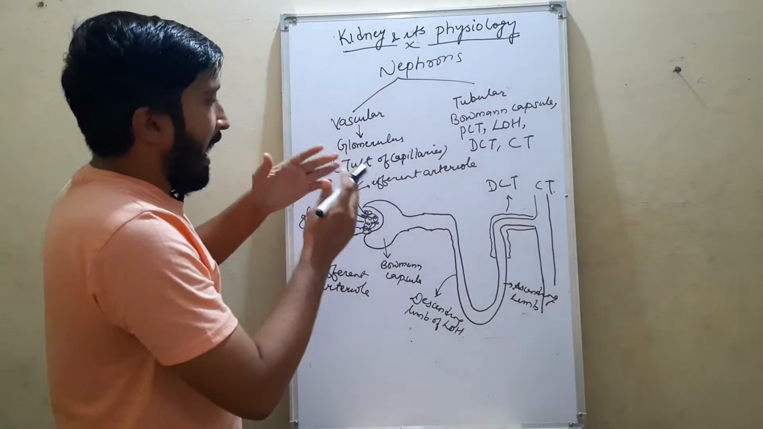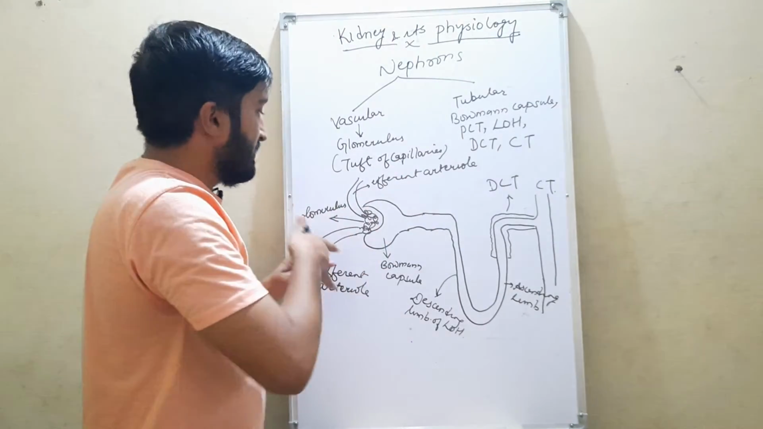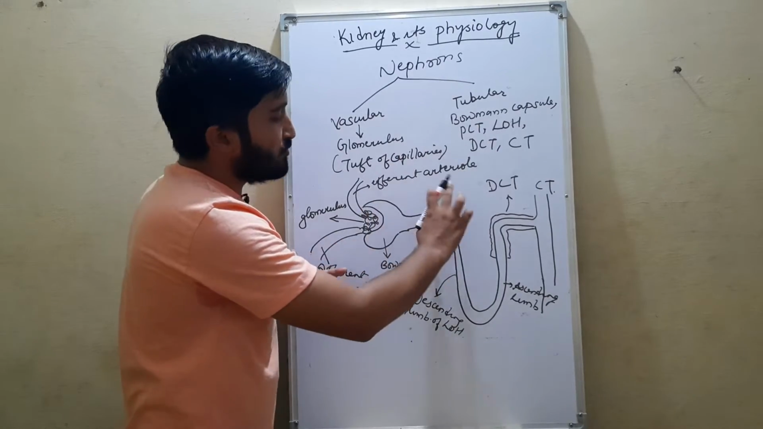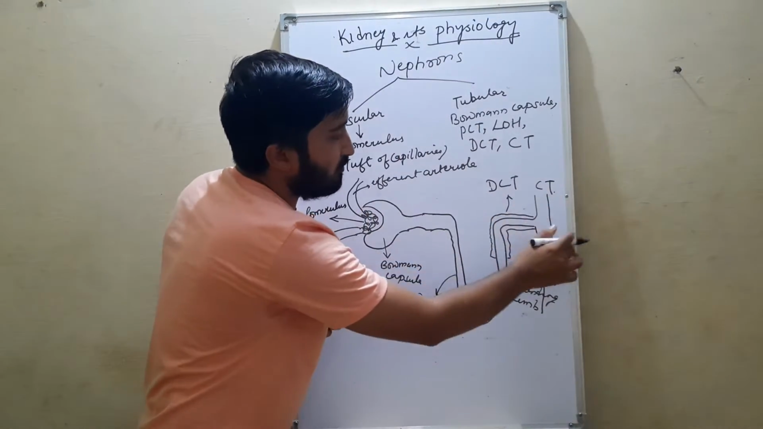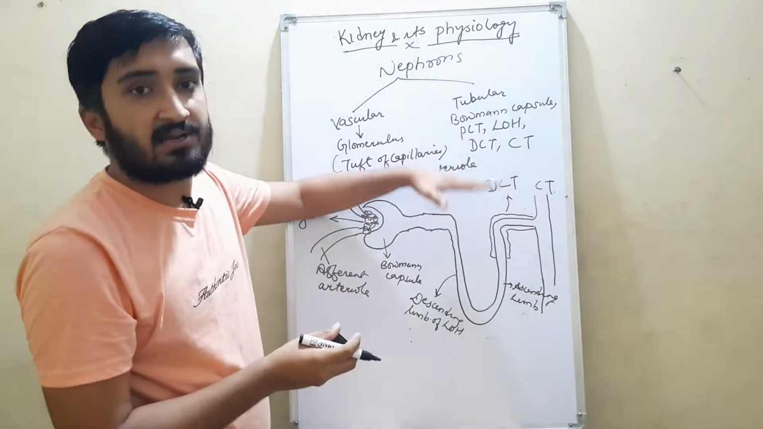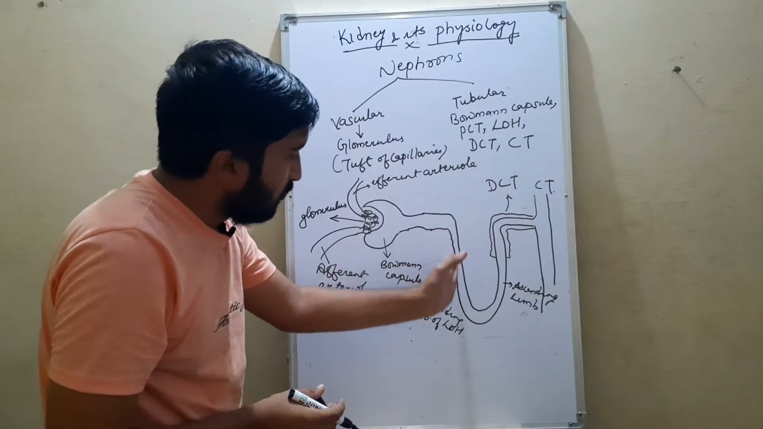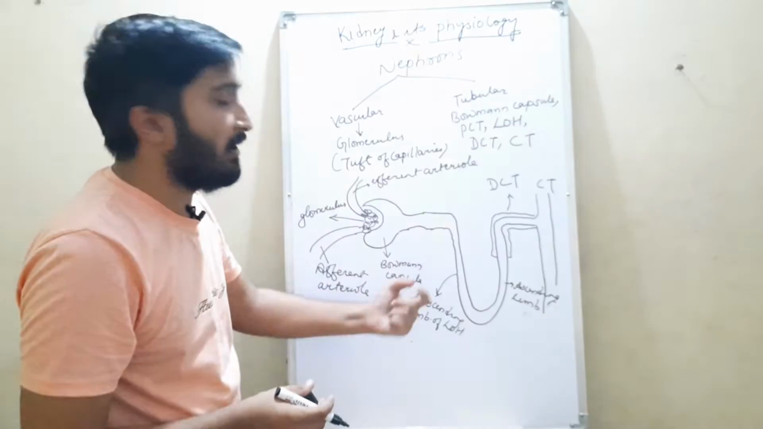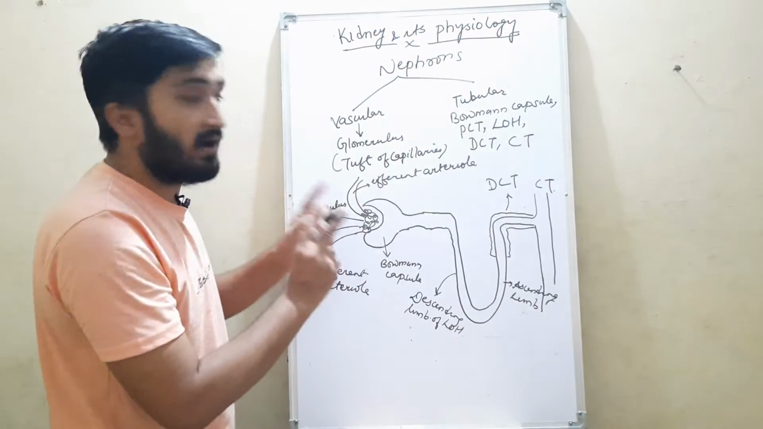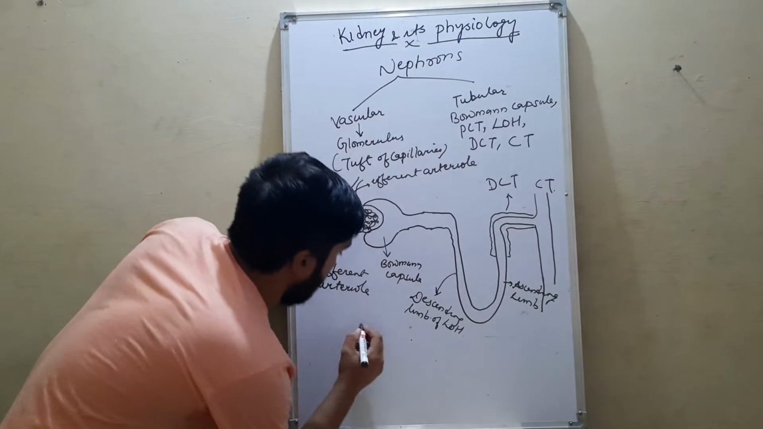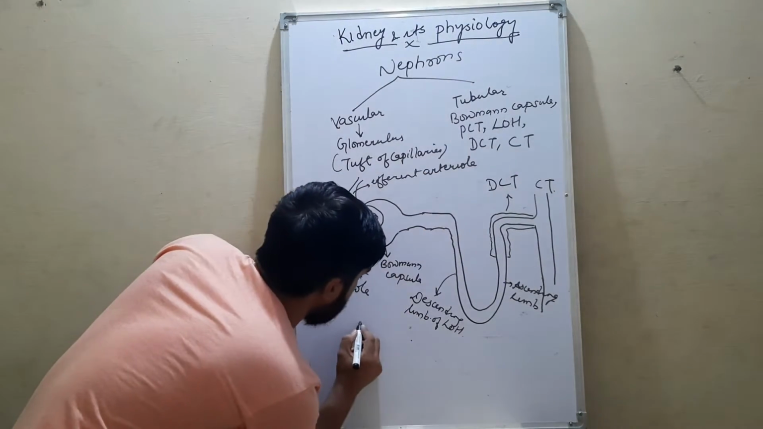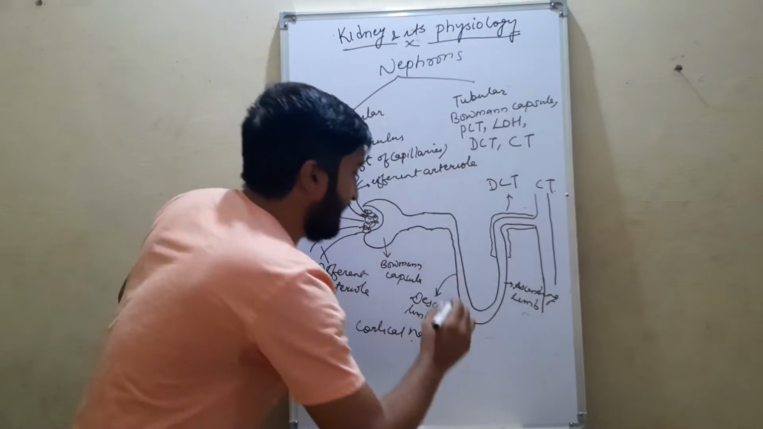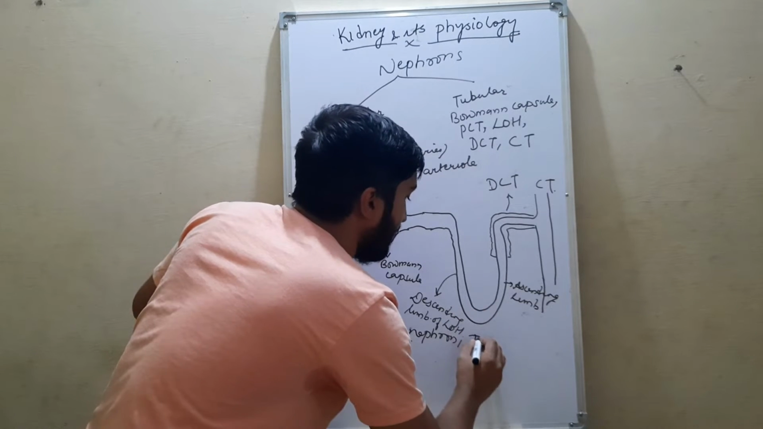Now, how are these placed inside the kidney? See, the Bowman capsule, PCT, DCT, and the initial part of the collecting tubule are present in the cortex region of the kidney, and the loop of Henle is present either in the cortex part or in the medulla part. So according to this, nephrons are divided into two parts. First is the cortical nephron, and second is the juxtamedullary nephron.